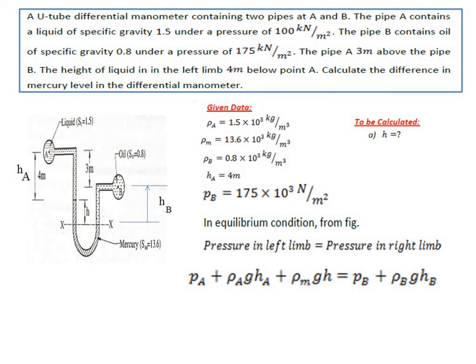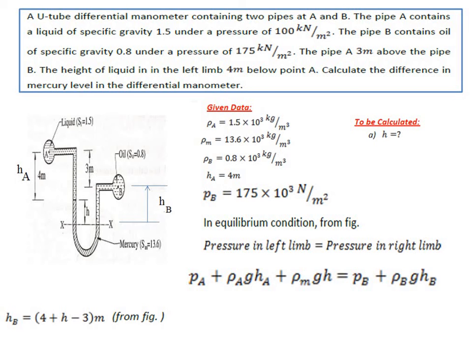At the left hand limb, PA be the pressure inside the pipe A plus rho A G HA, the height of fluid level in left limb, plus rho m into G into H, where H is nothing but height of mercury. Okay, this is compensated by PB plus rho B G HB. Rho B is the density of fluid B, G is the gravity, and HB is this height. So how to calculate HB from figure?